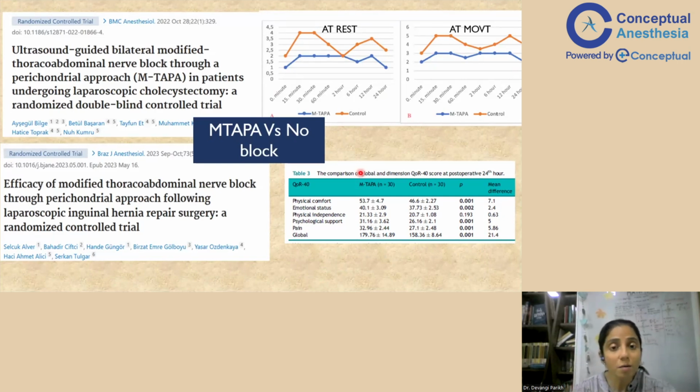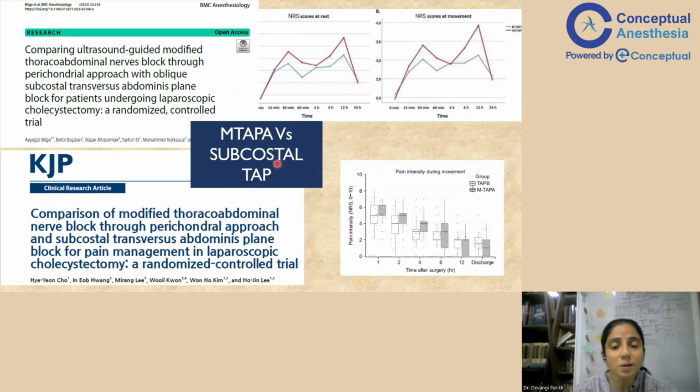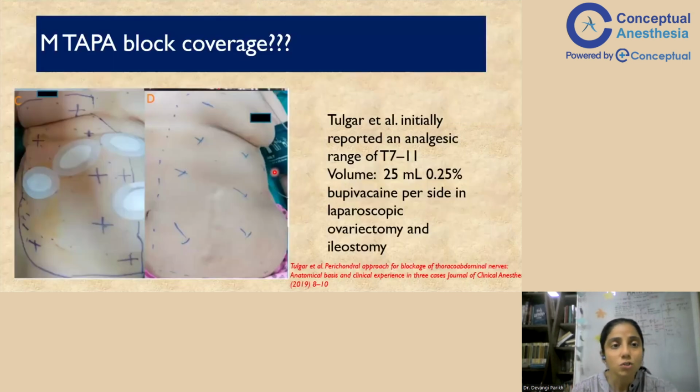However, when they compared mTAPA with our old subcostal TAP, which you and I are regularly giving in our OTs for cholecystectomies, that time they found that there is no difference between mTAPA and subcostal TAP. All right. So, what does mTAPA really cover? How much? When Tulgar et al. described it in 2019, he reported a very wide coverage. He reported from the xiphisternum till the infraumbilical area and up to the lateral abdominal wall. So, he reported a big coverage when he invented the block.